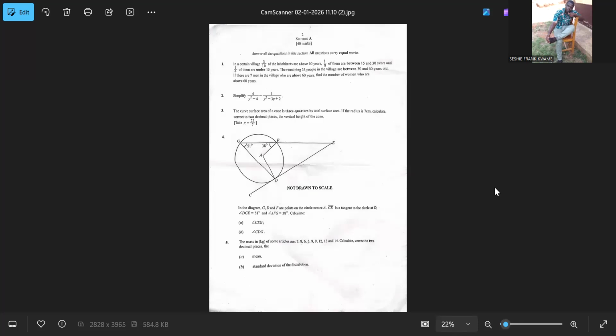The first question is talking about a certain village, where 3 out of 16 of the inhabitants are above 60 years. 1 out of 8 of them are between 15 and 30 years. 1 out of 4 of them are under 15 years. The remaining 35 people in the village are between 30 and 60 years old. If there are 7 men in the village who are above 60 years, find the number of women who are above 60 years. Let's solve this particular problem.